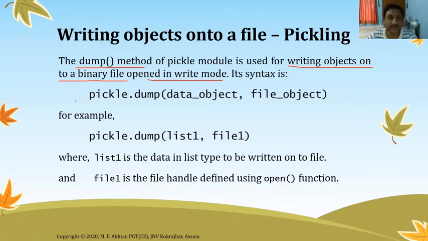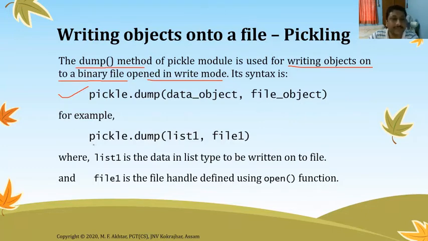Now see its syntax. The syntax is pickle.dump, and within brackets we have to give the data object and the file object. Data objects are the data which we want to save, and the file object is the file handle. When we open the file, the file handle is there, and that file handle is to be used.